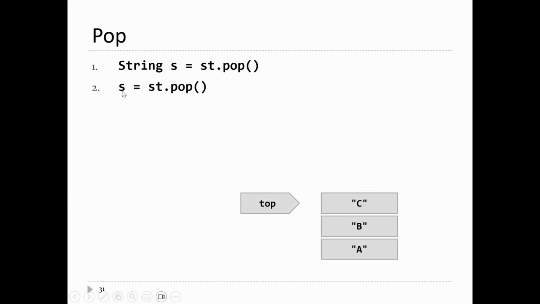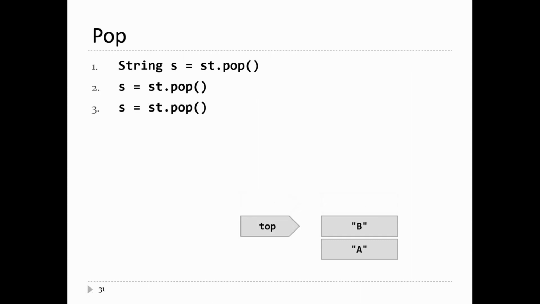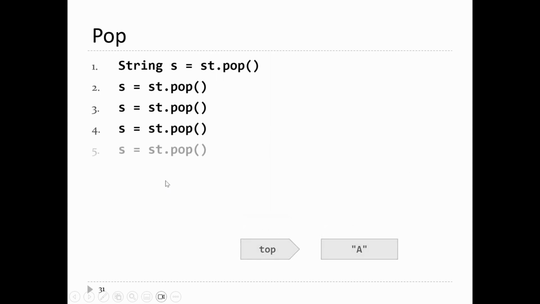Pop it again, so you get the D. So S is D here. The new top of stack is C. Pop again, S is C. Pop again, S is B. And pop one more time, the S is the A. Notice that the first element that went into the stack, the A, was the last element to come out.